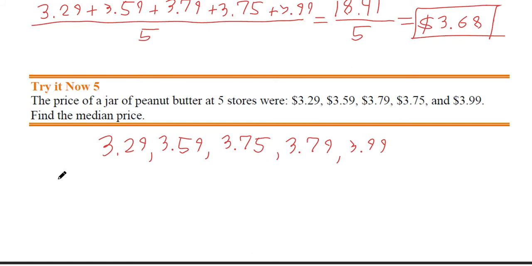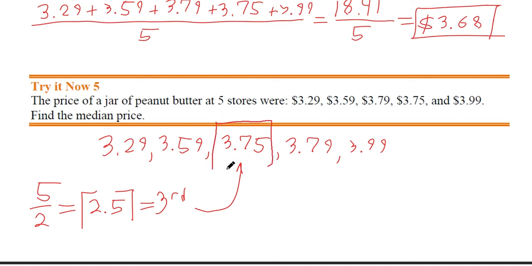If I find the median, I would take the amount of values, which there are 5, cut that in half, and what I get is 2.5. Since my locator is a decimal, I'm going to round this up to the third number. And the third number in my data set is 3.75. 1, 2, 3.